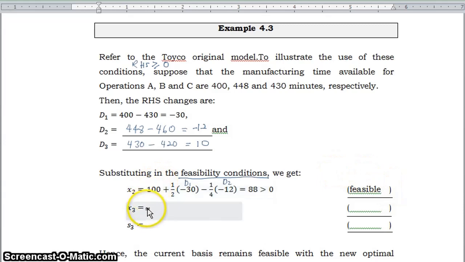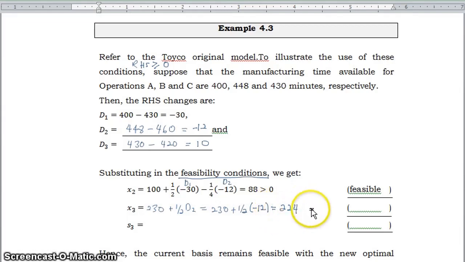Now, what is the new value of X3? From the feasibility condition, X3 is 230 plus 1 over 2 times D2. Now we substitute D2 into this equation: 230 plus 1 over 2 times negative 12. So we get 224. This is a positive value. The new value of X3 is 224, which means the current solution is still feasible.